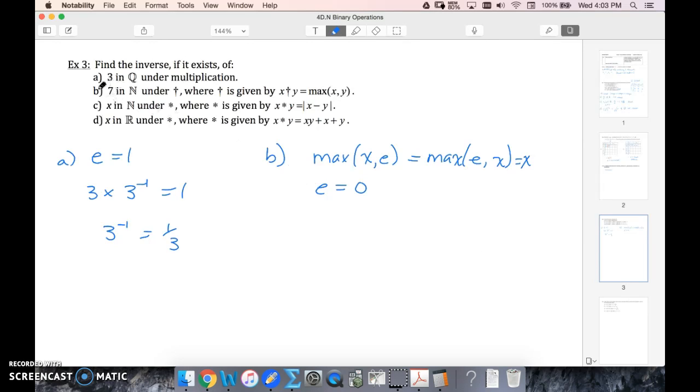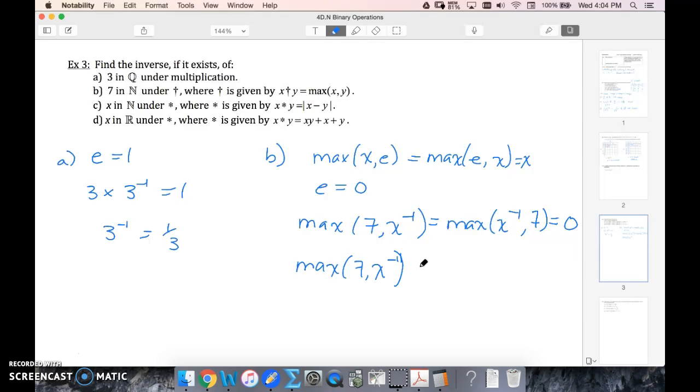Okay, so now I want to find the inverse of 7 such that max of 7 and the inverse, or the inverse and 7, is going to equal my identity element, which is 0. But I'm finding the max of 7 and another number, so the maximum is never going to be 0 if 7 is in there. So the maximum of 7 and the inverse, to write this out in math terms, is always going to be greater than or equal to 7. Therefore, x inverse does not exist. So there is no inverse in B.